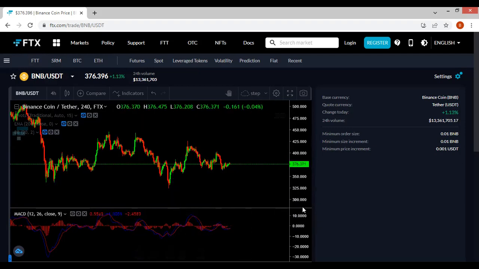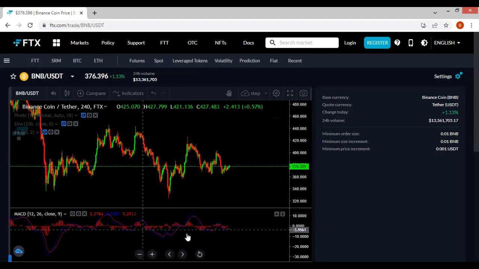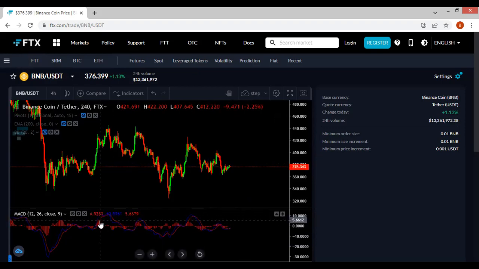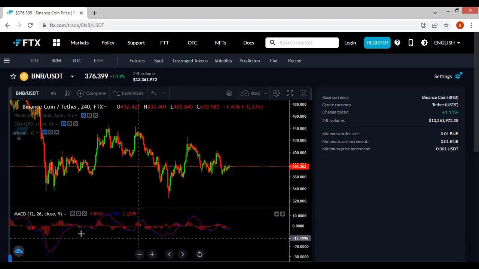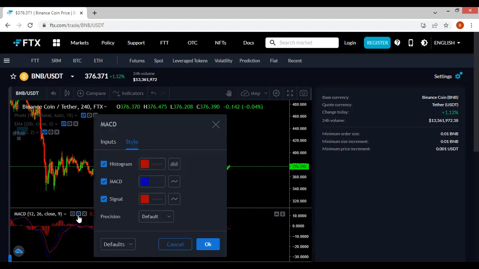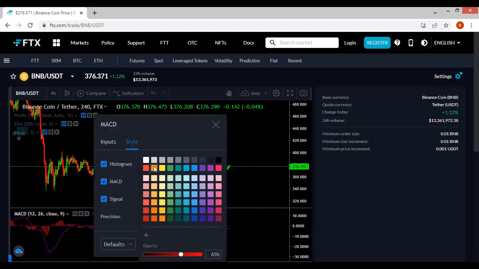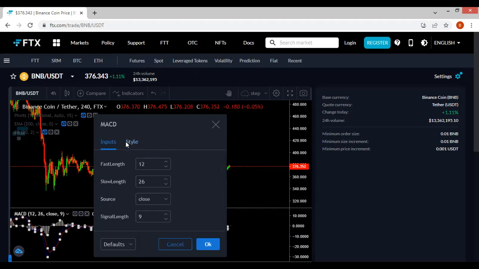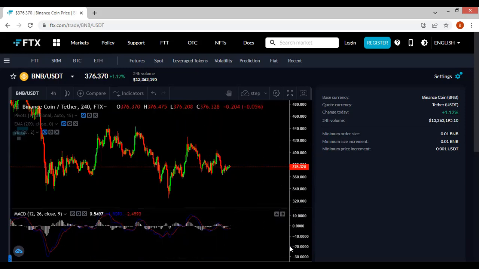This is your MACD. If you're not okay with this coloration, you can see that our histogram is showing red, the MACD line is showing blue, and the signal line is showing red. If you're not cool with it, you can configure it to serve you. Just go to the settings section, tap on it, then change the color. Let me change the histogram to white, and leave both the MACD and the signal the way they are. So here it is now.